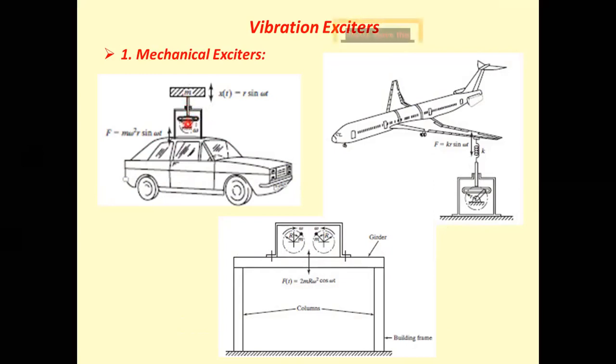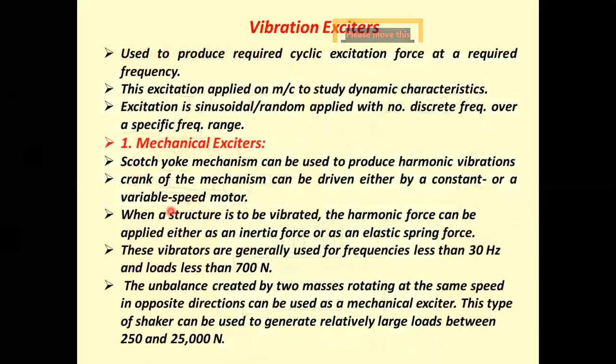The harmonic force that can be applied on the structure to which the exciter is attached, by this Scotch-Yoke type of mechanical exciter, is given by F = m omega square r sine omega t, where m is the mass attached to the Scotch-Yoke mechanism in kg, omega is the crank speed in radian per second, and r is the radius of the crank in meter. So this is the first.